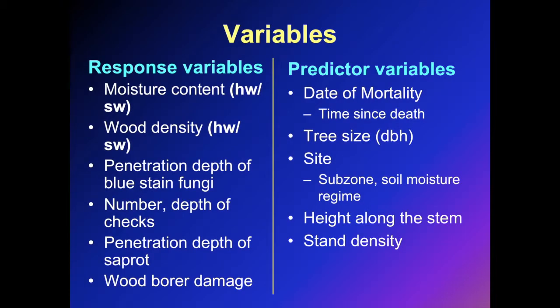The variables that we look at, the response variables anyways, are the moisture content both in the heartwood and in the sapwood, the wood density in the heartwood and the sapwood, and this would be an indication of how quickly saprot fungi are taking out the cellulose, the penetration depth of blue stain fungi, which is critical if you're producing dimension lumber for the Japanese market, the number and depth of checks, the penetration depth of sap rot, and the wood borer damage.